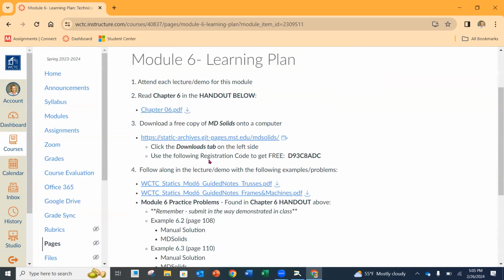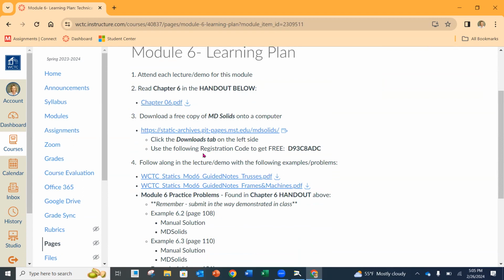Now, additionally, you'll notice that number 3 here says, download a free copy of MD Solids. At the beginning of our term, I had just said that we have this software. They weren't able to get it onto the computers here. There is a way that we can access it online or on the computers here, but the best way to do it is to download it on your own device, whether that's a computer or a laptop. Okay. So between today and the next time we meet, which is Thursday, I encourage you to get that free download available on a computer.